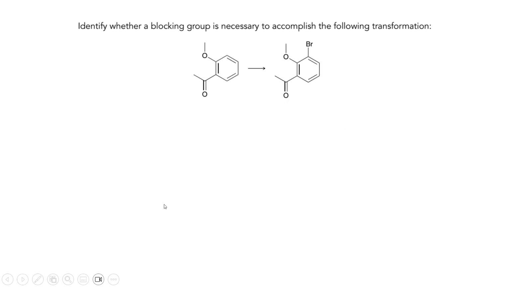So this problem asks, identify whether a blocking group is necessary to accomplish the following transformation. Again, we're going to go through the same process we did last time, right? We just ask ourselves, what is the effect of each of these substituents on the ring? Because right now we know we need to add a Br to this. That's the new thing going from left to right. And the question is, okay, is this methoxy group an activator or a deactivator? We learned that methoxy groups are activators.